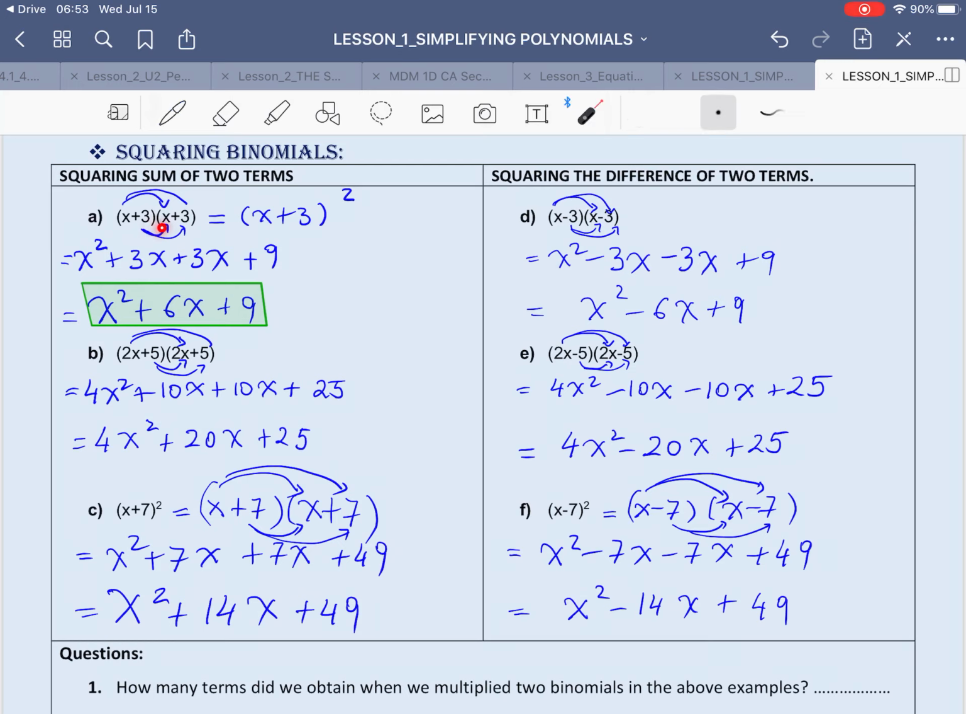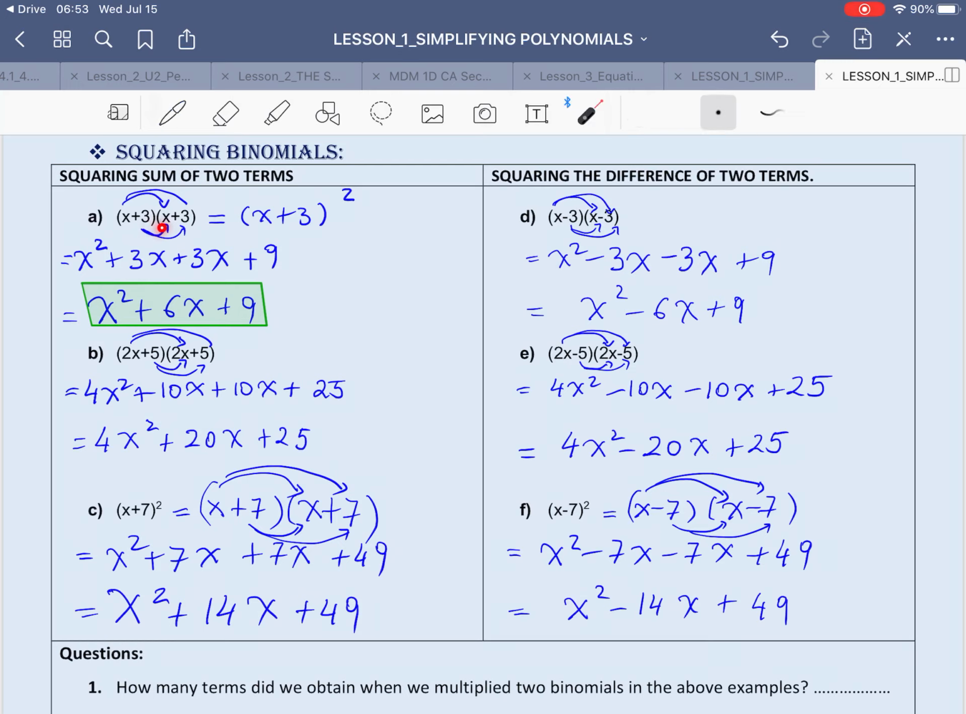Great. Next example. Again we have 2x times 2x. 2x times 1. Negative 1 times 2x. Negative 1 times 1. So 4x squared minus 1. Next example.